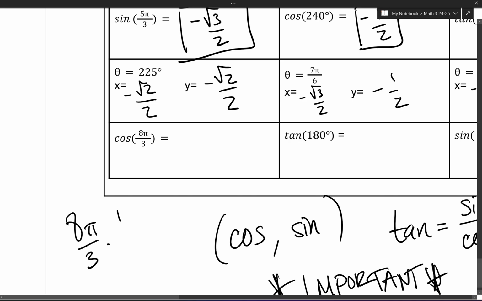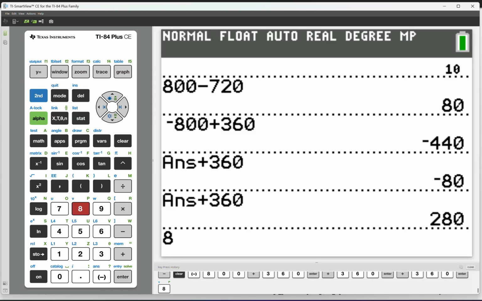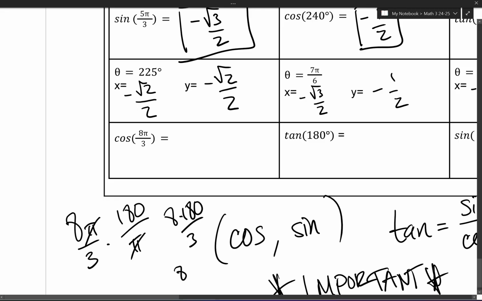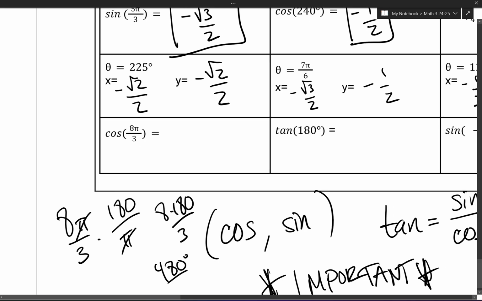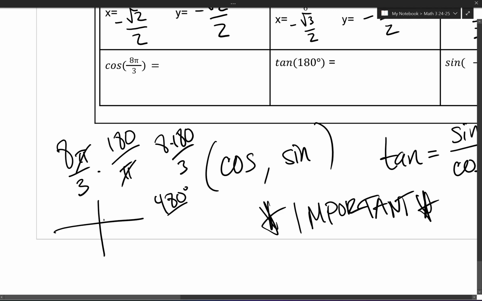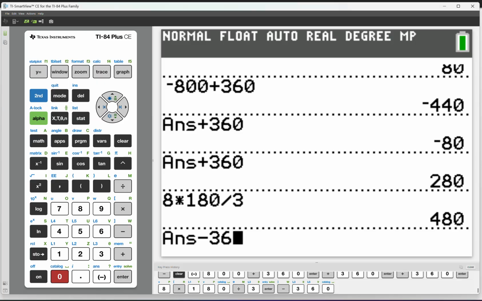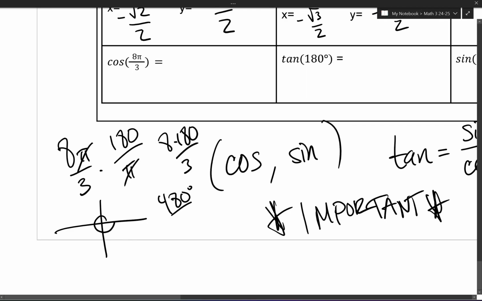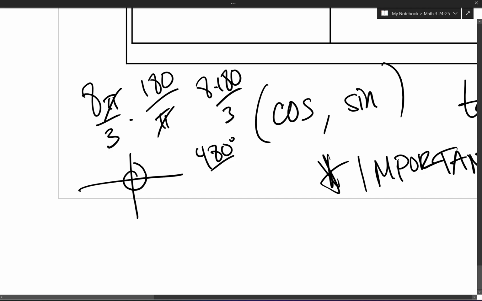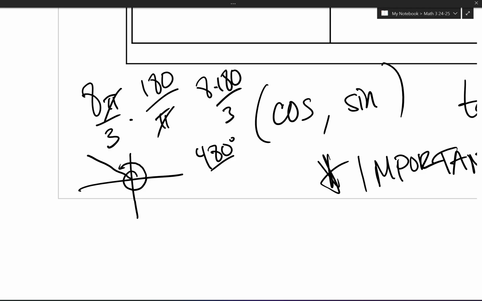I feel like most of you are going to do that, so I'm going to convert it to degrees over pi. Pi is gone. I have 8 times 180 over 3. So 8 times 180 over 3 is 480 degrees. Oh, I know where that is. That's 360, and then I have to go some more to get to 480. What's 480 minus 360? 120 degrees. So I go to 360, and then I go 120 degrees more to get to 480. Okay, that's where 8 pi over 3 is.